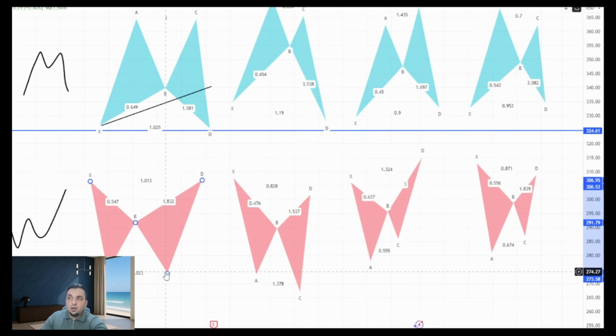Okay? And C can be equal to A, lower than A, or higher than A, but it cannot be higher than B, and D cannot be lower than B.